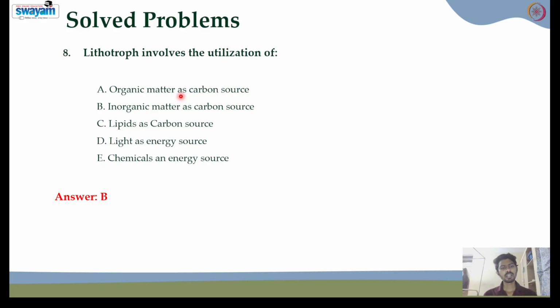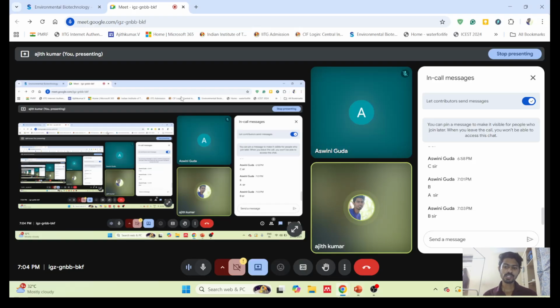And what do we call organic matter as a carbon source? Anyone? Like what do we call them? If organic matter is used as a carbon source, we call it as organic matter.